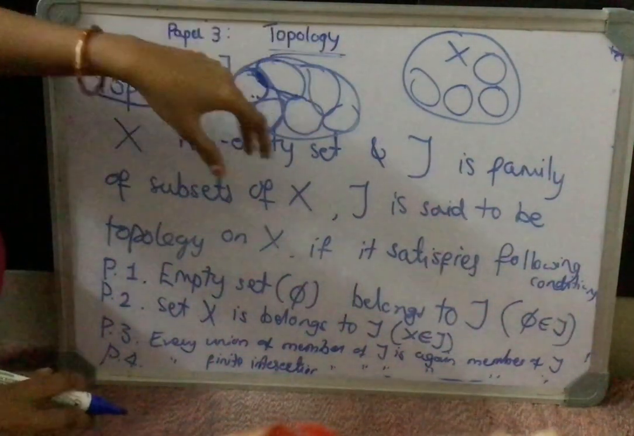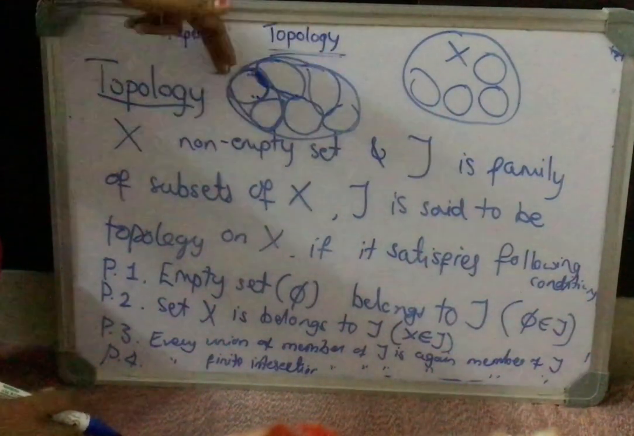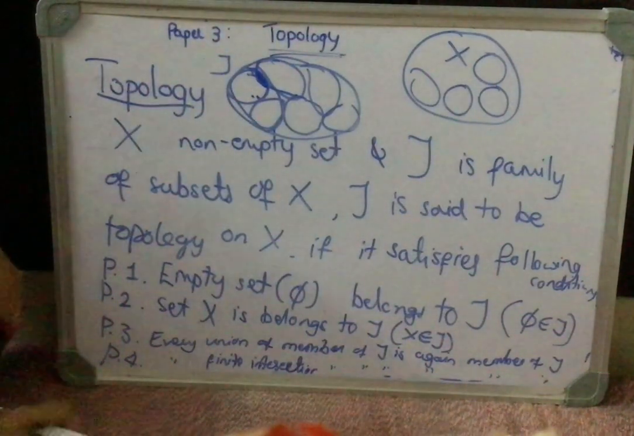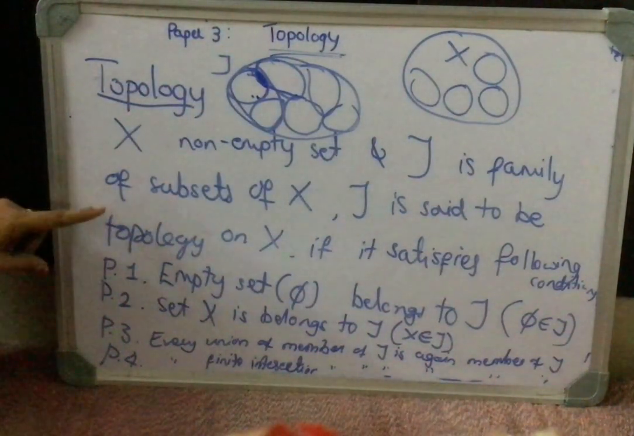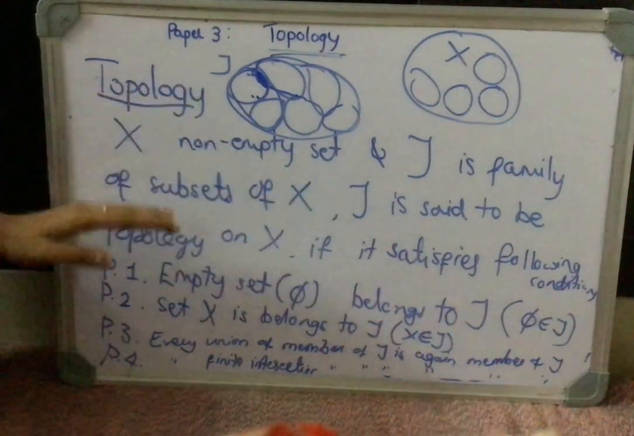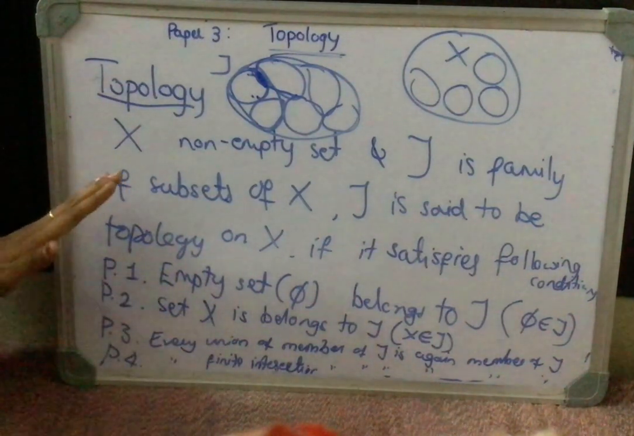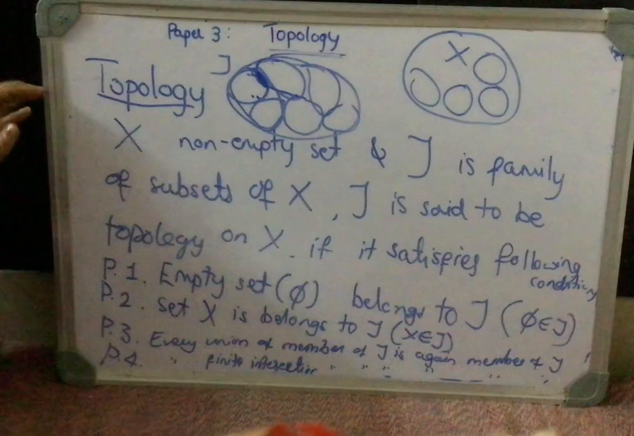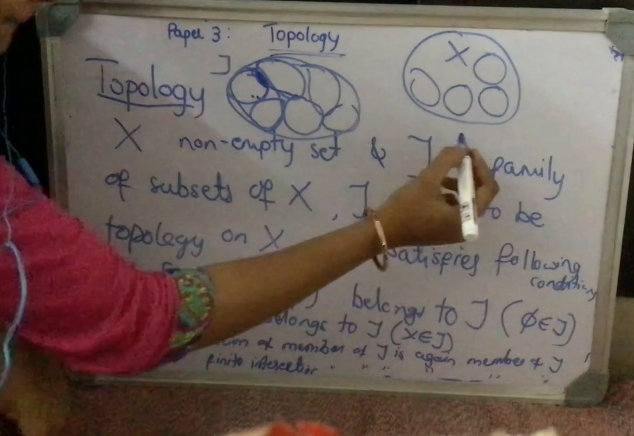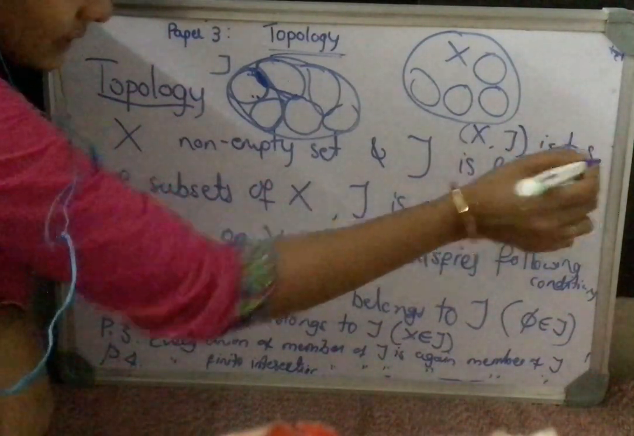Fully pledged, meaning almost the whole space should be covered. Okay, so here when the tau, that is a family of subsets of X, has these four properties, then tau is said to be a topology on X. Then X, tau is called a topological space.